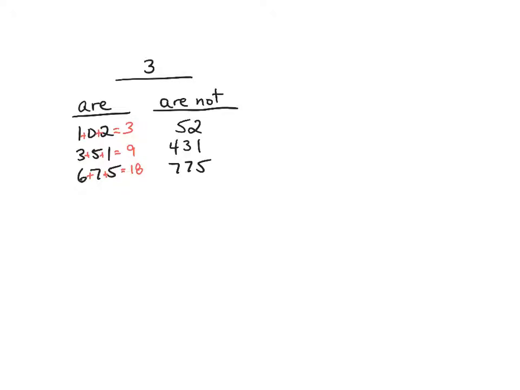On the right-hand side, if I add up the digits, 5 plus 2 gives me 7. 7 is not divisible by 3. 4 plus 3 plus 1 gives me 8, and 8 is not divisible by 3. And 7 plus 7 plus 5 gives me 19. 19 is not divisible by 3. So, in order to be divisible by 3, the sum of the digits in the number has to be divisible by 3.